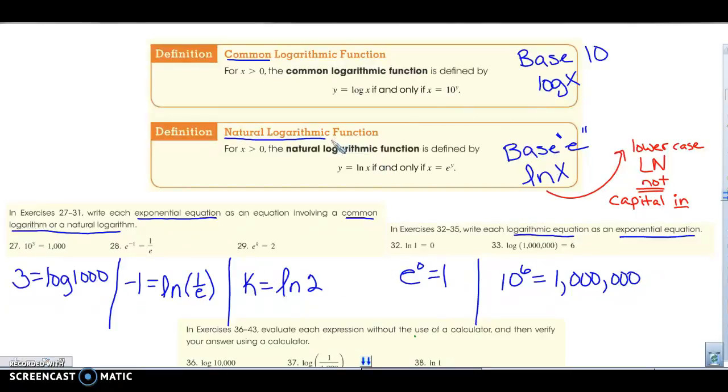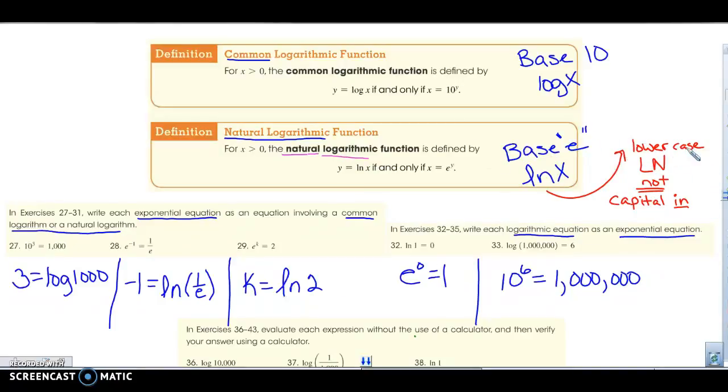The other one that occurs in a lot of real-world problems is the natural logarithm, and the base there is e. And so for natural log, think L and N, natural log, we're going to represent it with ln. We don't bother writing the base e. As soon as you see ln, you know that it refers to the natural log and the base is e.